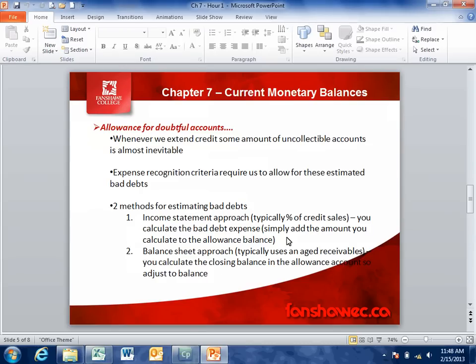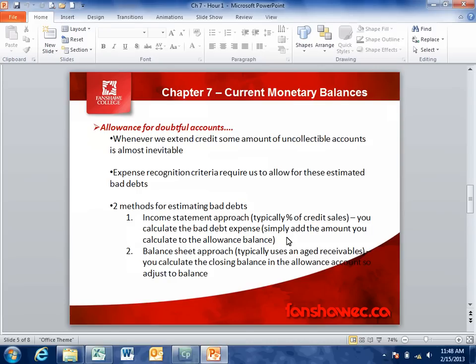So remember, I said you're going to calculate a number. The math is simple. But when you calculate that number, we have to determine what that number represents. And it can be one of two things: your bad debt expense or the balance in the AFDA account. Well, if you think of the balance sheet approach, we're focusing on receivables, which is on the balance sheet, and AFDA is also on the balance sheet. So when we calculate a number under the aged receivables, you're not calculating your bad debt expense, you're calculating the closing balance in your AFDA account.